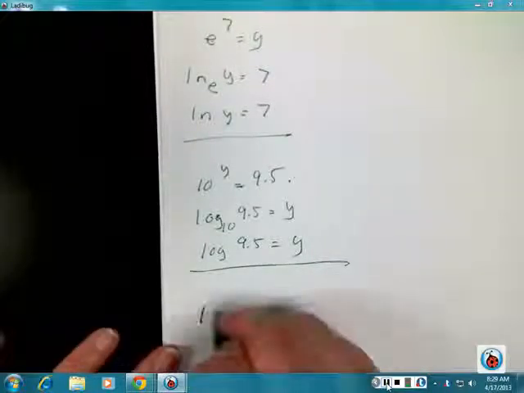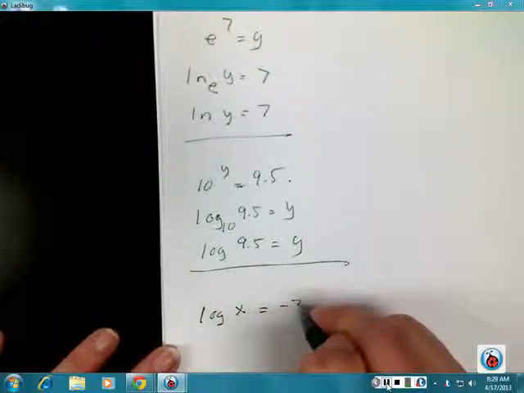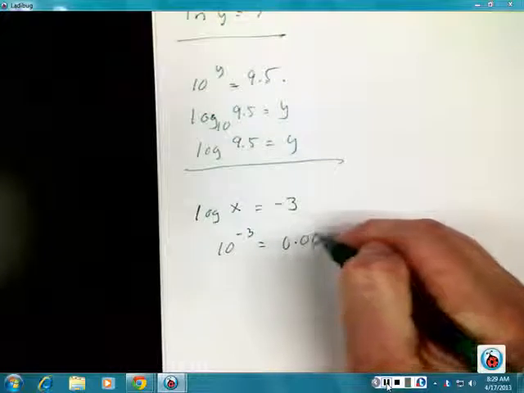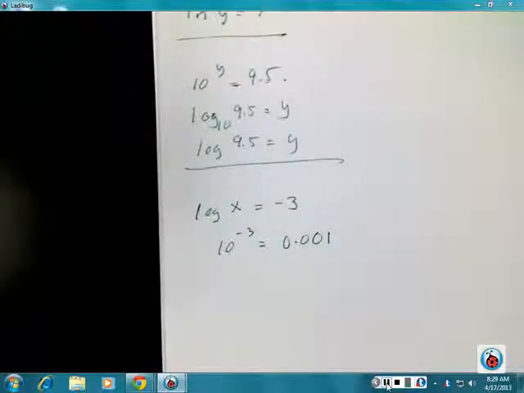How about this one? Log x equals a negative 3. What would be my answer? 10 to the negative 3rd. Yeah, 10 to the negative 3rd. And what's 10 to the negative 3rd? Work it out on your calculator. Yep, you are right. That's what it would end up equaling. Okay, we all right with these? Need to do more?